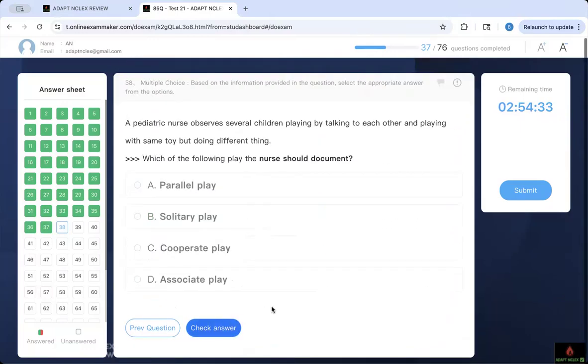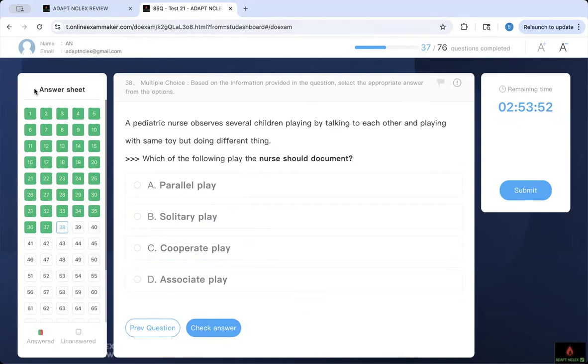Pediatric. They come in whether you like it or not. It's part of health promotion, maternity, newborn, pediatric. The pediatric nurse observes several children playing, talking to each other, and playing with the same toy, but they're doing different things. Pay attention. Which of the following play should the nurse document? Parallel play, solitary play, cooperative play, associative play.